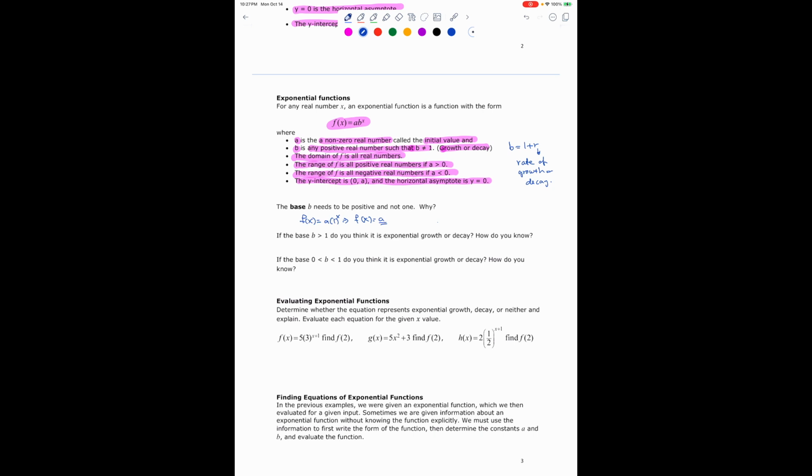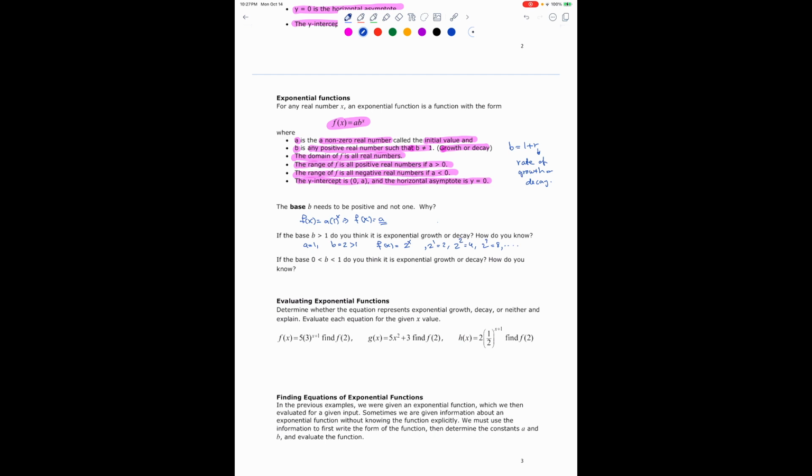If the base b is greater than 1, do you think it is an exponential growth or decay? The answer is it is an exponential growth. How do I know? Because if b was bigger than 1, let's assume it's 2. Let's say a is equal to 1 and b is equal to 2. So it's bigger than 1. We have f of x equals 2 to the x power. And this function increases as x increases. So for example, 2 to the first is equal to 2, 2 to the second is equal to 4, 2 to the third is equal to 8, and so on. So it grows as x increases.